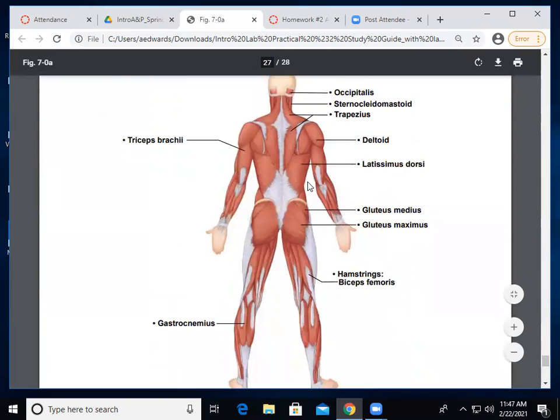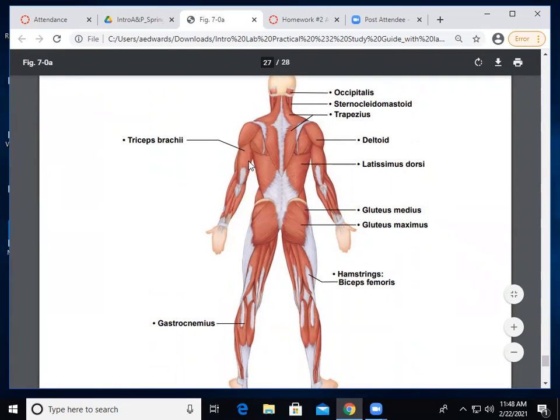What about the posterior? We saw occipitalis, right? The occipital bone. Again, another view of the sternocleidomastoid and the trapezius. You can also see the deltoid in the shoulder. Here in the lower back, a large muscle is called latissimus dorsi. If you're doing a lot of bent over rows or using a row machine, you're going to be working out latissimus dorsi.